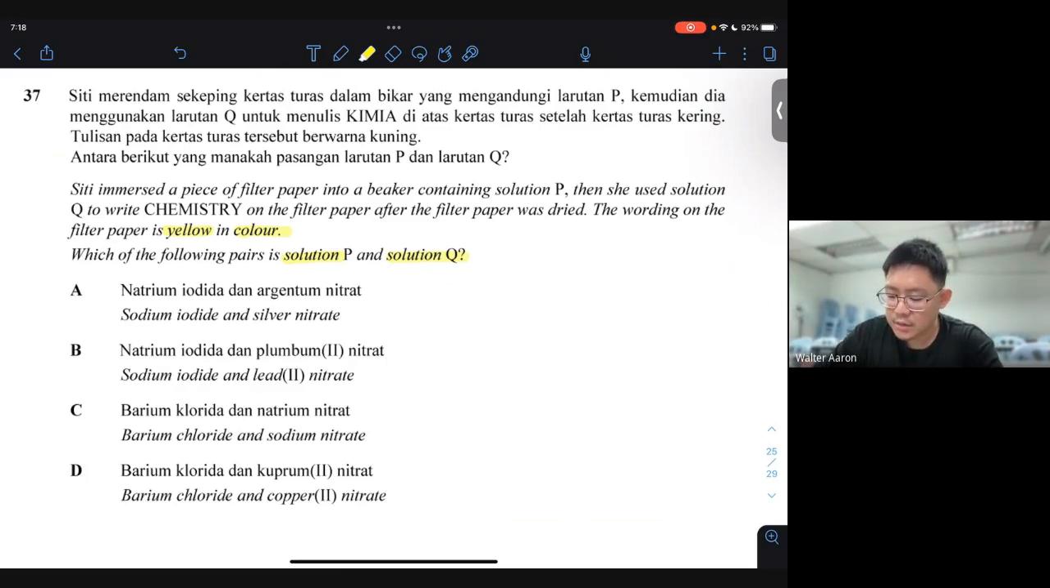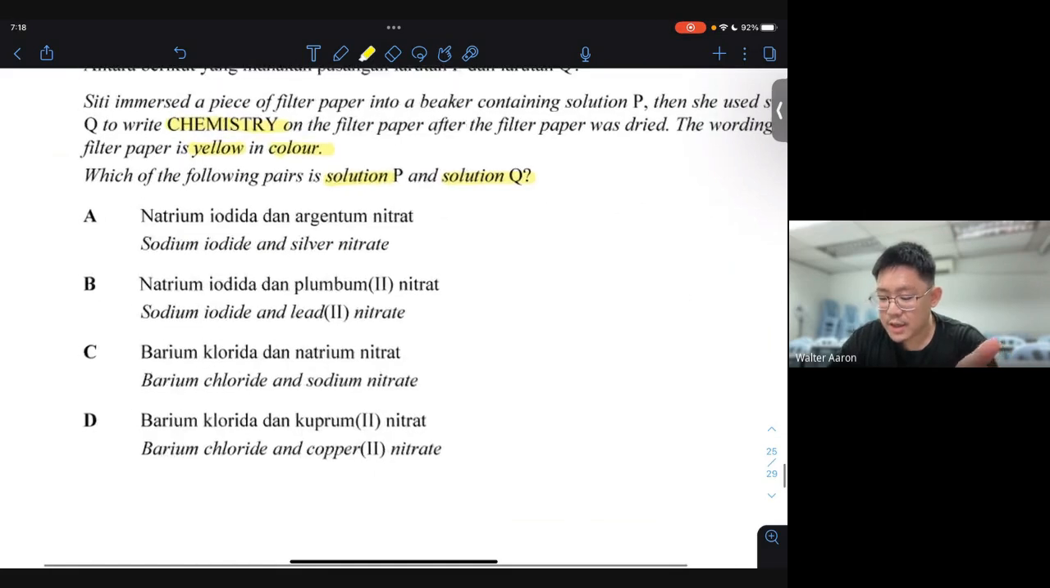Because they say here, they want to write a chemistry word on top of filter paper. And after it dries, you're supposed to see any salt crystals that have formed on the filter paper itself. This salt must be yellow in color. So among all of this combination, if you take sodium iodide, silver nitrate, and whatever combination that you see in A, B, C, D, the only possible answer here will technically be B.